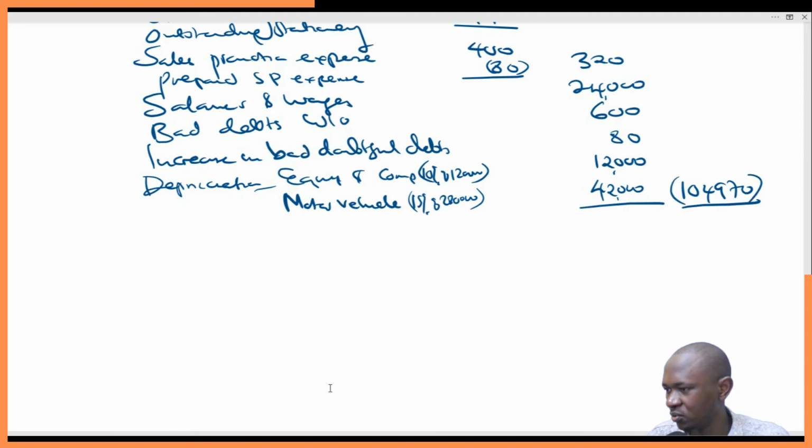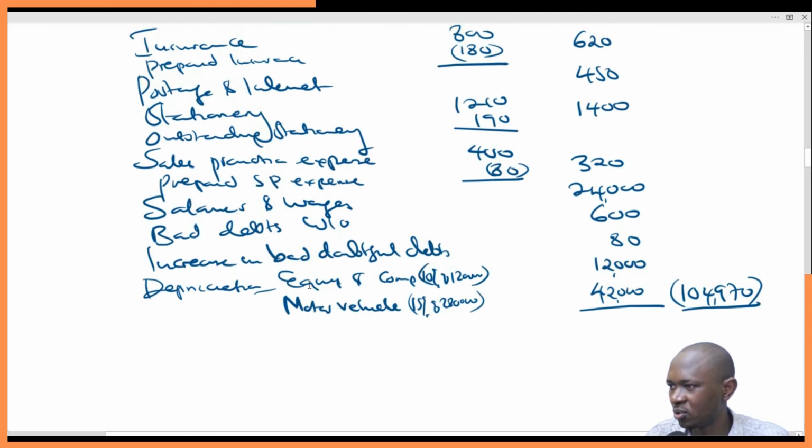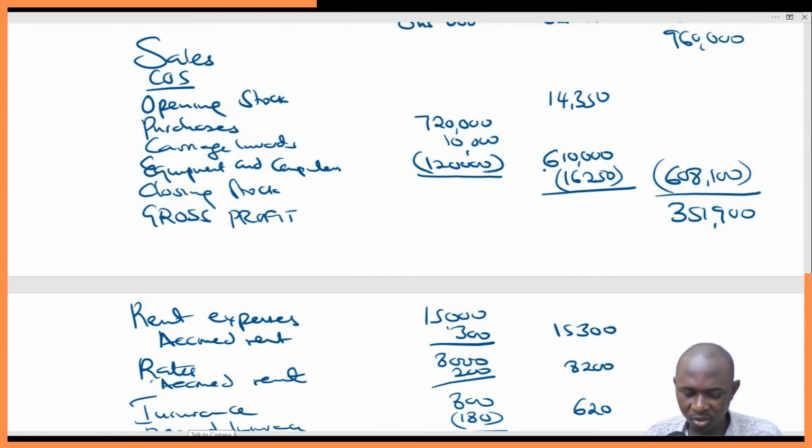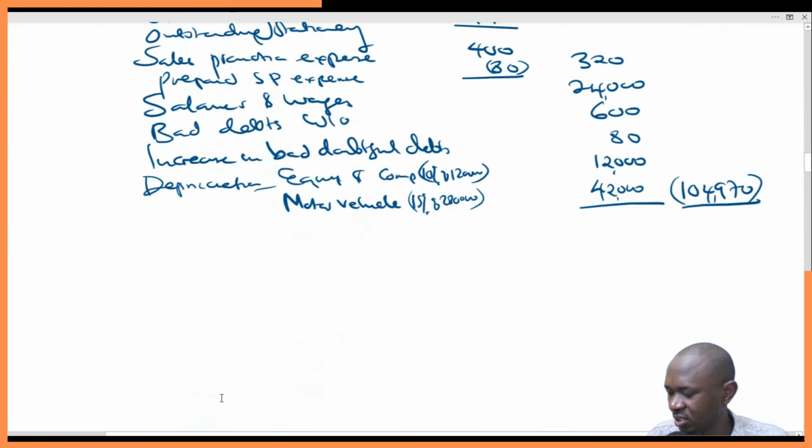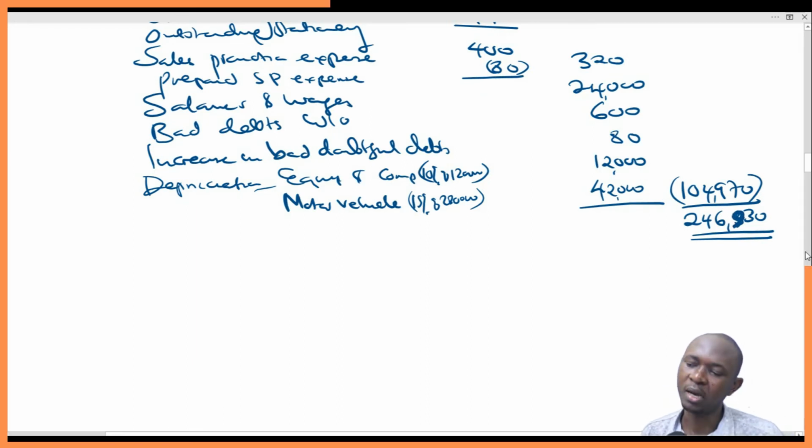Since it's an expense, we deduct it from the gross profit. Remember, there's a figure here. So minus 351,900. That was the gross profit. We get 246,930. And that becomes our net profit.